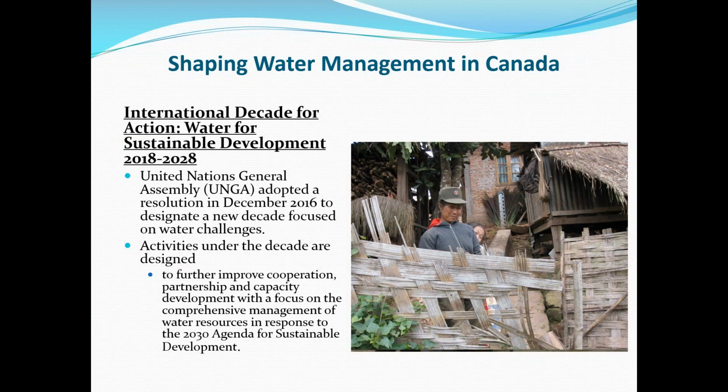I believe because the Sustainable Development Agenda was a little weak on the water theme, a lot of the people involved in water-related activities felt that it was a little weak on it. There has been a push to declare an International Decade for Action, Water for Sustainable Development, 2018 to 2028. Again, this is out of the United Nations, a resolution was passed, and the decade has been designated. And so it's starting to spin up now, and there will be a number of activities under the decade, all designed to improve cooperation, partnership, and capacity development, with a focus on water management and water policy development that will support the 2030 agenda for sustainable development.